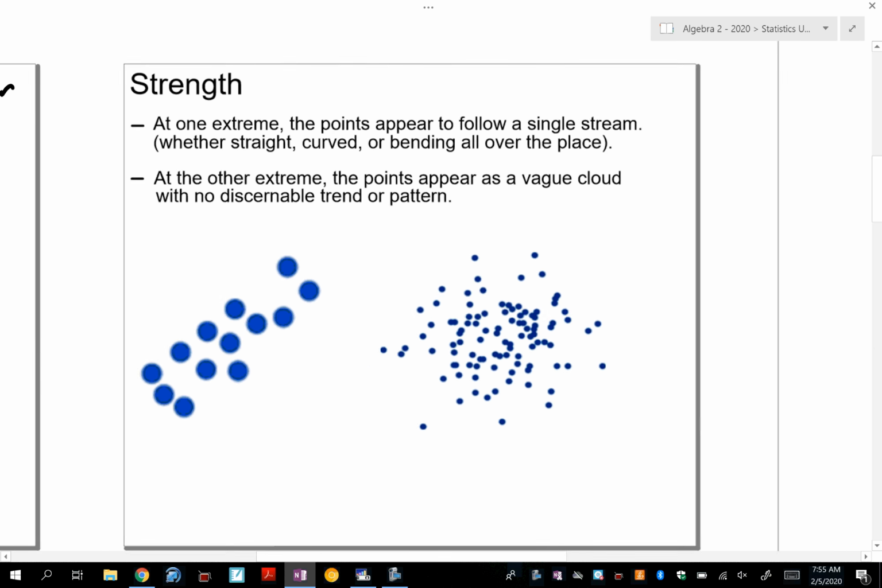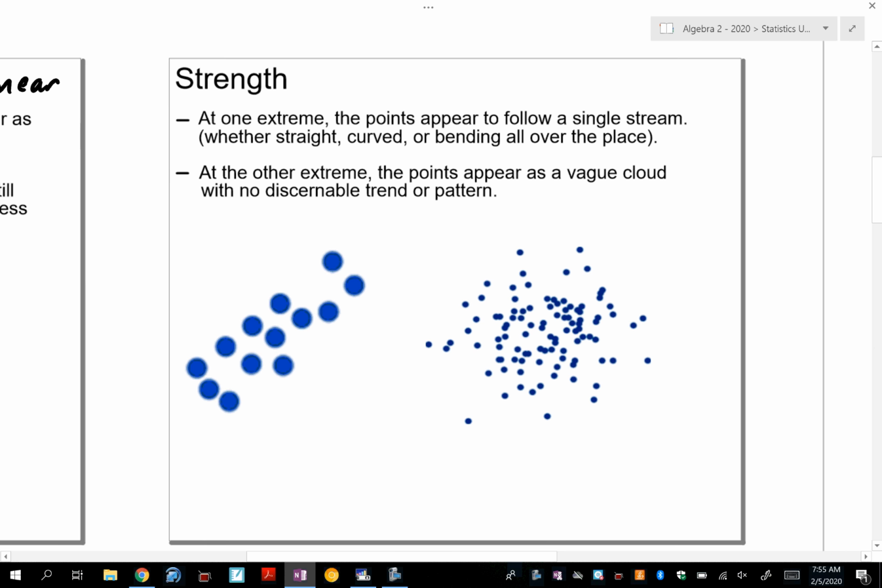Okay, strength. Now, strength, there's really three options. There's weak, moderate, or strong. Okay? Now, this is probably the most subjective out of all of them. I think you guys will be pretty confident in deciding on your direction and form. You'll be less confident on the strength.